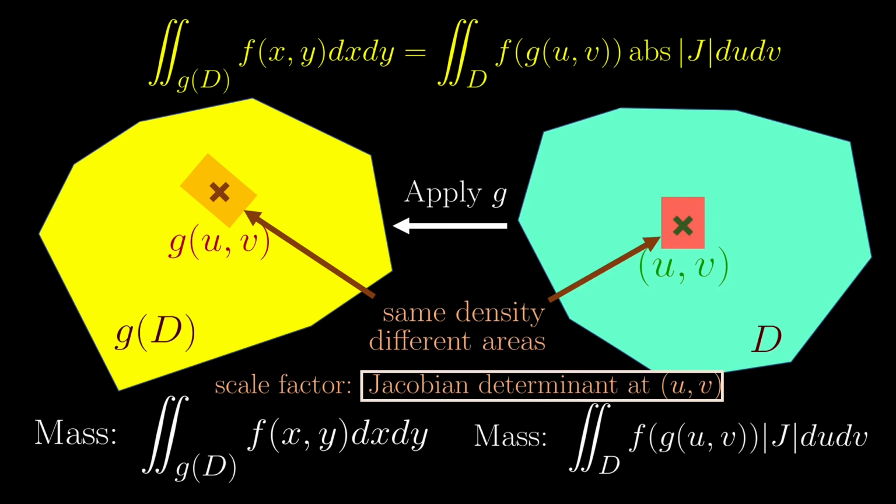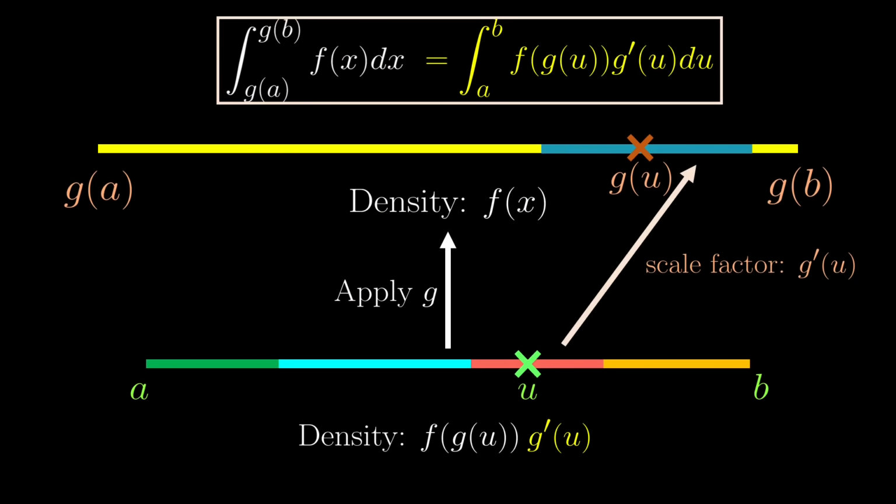Immediately you might have a question. What about the 1D change of variables formula? By the same logic, the scale factor should also be an absolute value, but it isn't. If the scale factor is negative, it would flip the rod and would really have a negative contribution to the integral.